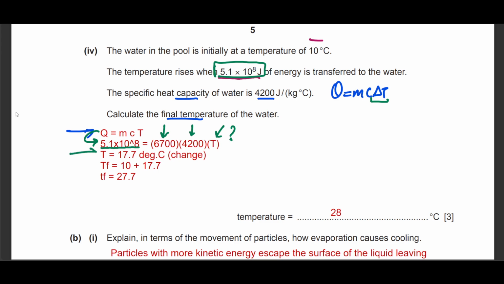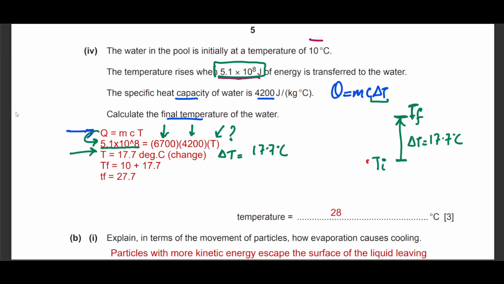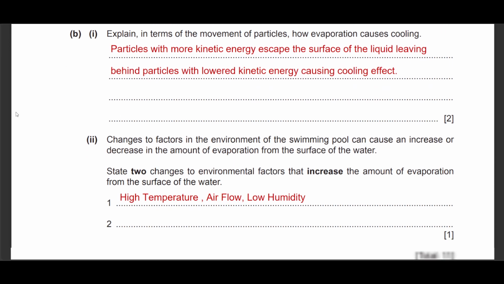Now, once you solve that, once you find the value of T, which is basically delta T, it comes out as 17.7 degrees centigrade, which means that no matter whatever is the initial temperature, there will be a change, or delta T, of 17.7 till the final temperature. Okay, so is the initial temperature mentioned? Yes, it is mentioned that the initial temperature is 10 degrees centigrade. A change of 17.7, which raises the temperature, means that the final temperature should be 10 plus 17.7, which will be 27.7, rounded off to 28.